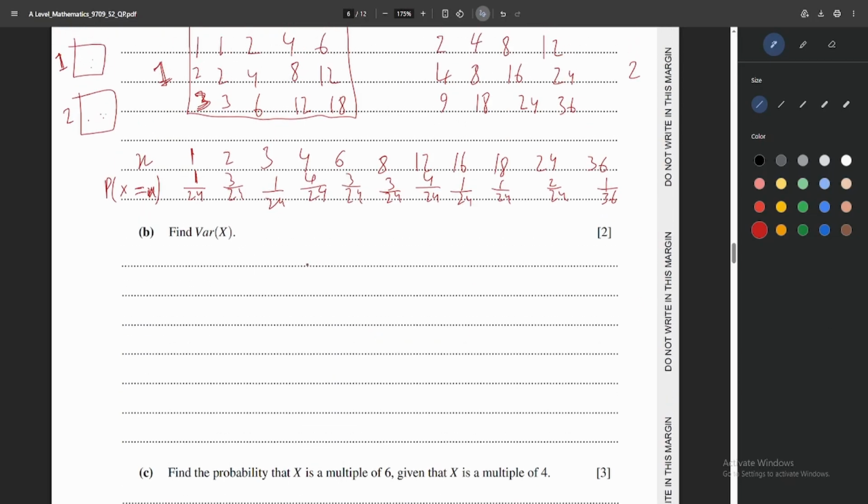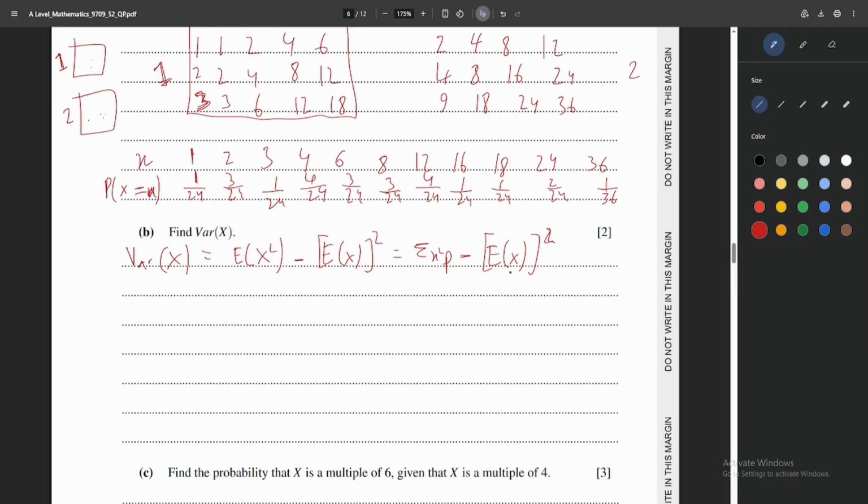Over here we have to find out the variance of this probability distribution. So first let's write the formula of the variance for a discrete random variable. Variance of x is equal to expectation of x square minus expectation of x, squared. This is the formula given in the formula sheet: sum of x square p is the expectation of x square, minus E of x, expectation of x, squaring this.